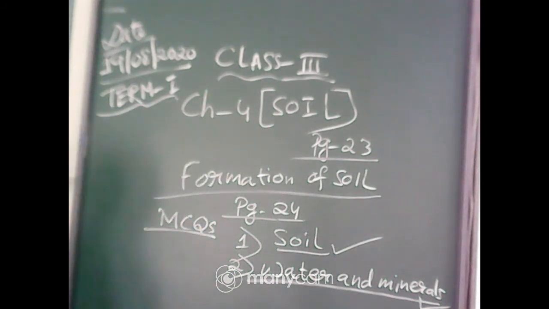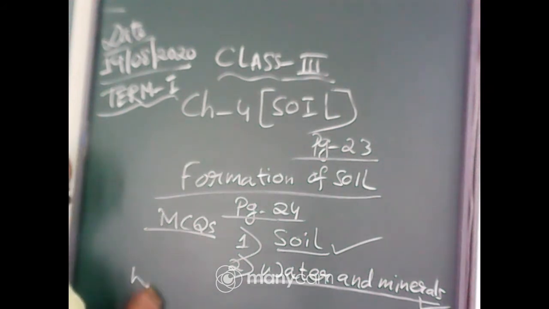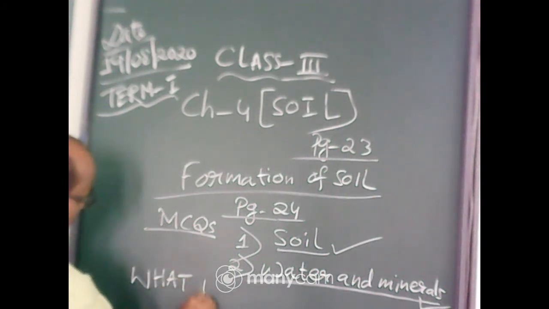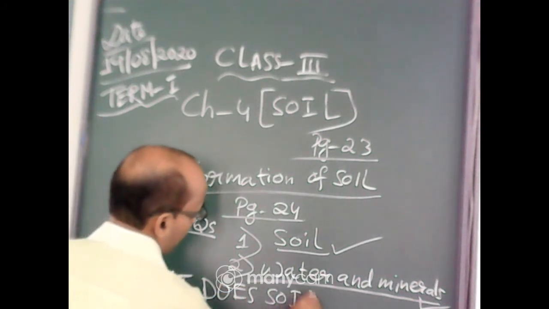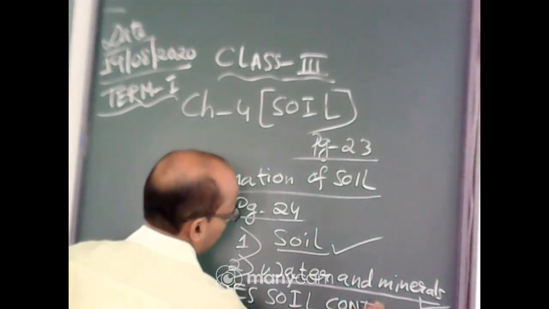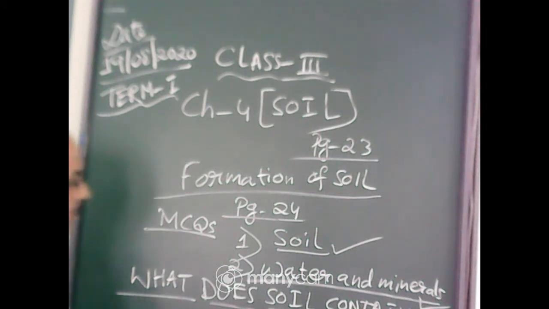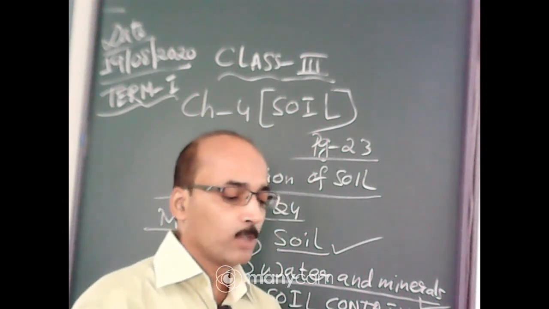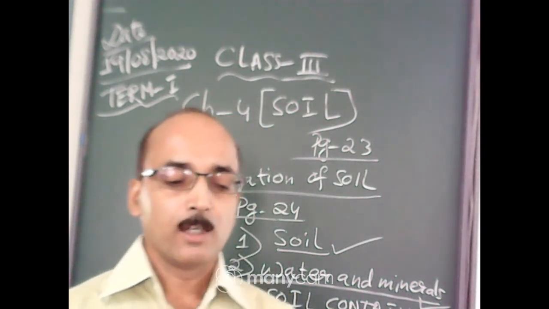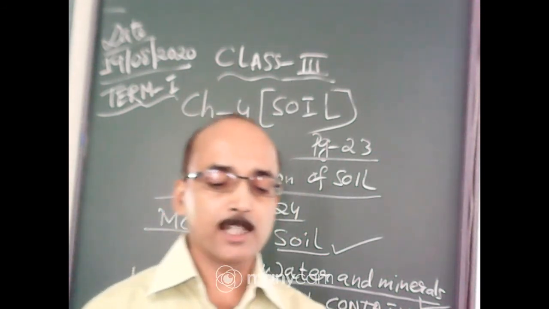Now we will go to the next topic. What does soil contain? See, I am talking about page number 24, okay, all of you must follow. Now, what does soil contain? Number 1, soil contains stone, that is gravel, sand, clay and humus.